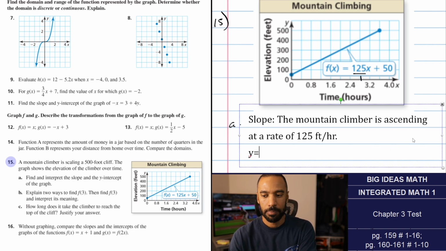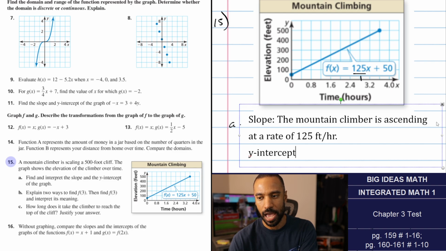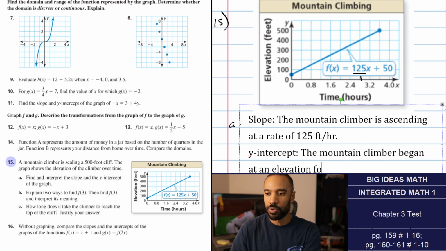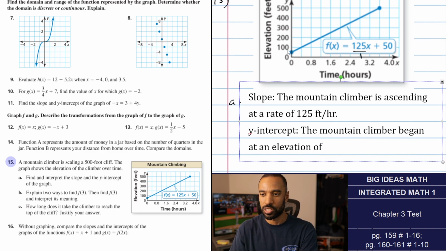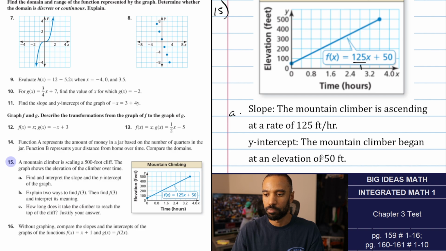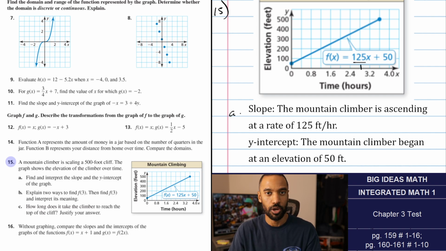The y-intercept states where the mountain climber was when we started tracking time in hours. The mountain climber began at an elevation of, and if you can't tell where it's crossing the y-axis there, that's what this number here is for, 50 feet. Maybe that's 50 feet above sea level. Maybe you started on a 50-foot plateau. But that's when we just started measuring time. Like, okay, ready, go. But it's at 50 feet.